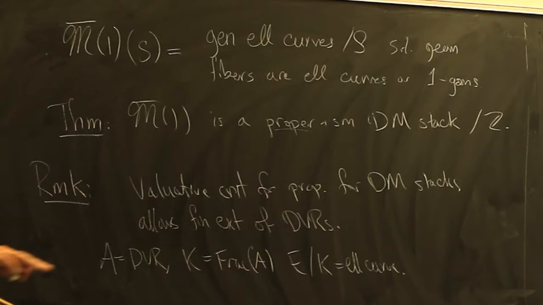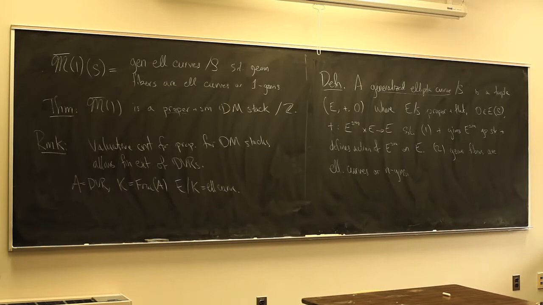And so you see, if A is a DVR, K is the fraction field, and E is some elliptic curve over K, the semi-stable reduction theorem says that I can go up to some finite extension and then fill it in so that it's either good or multiplicative reduction.